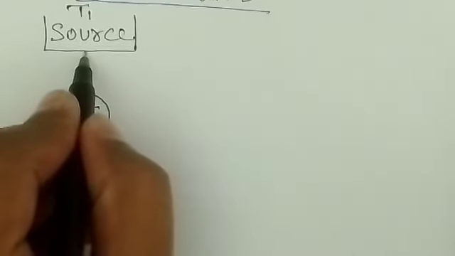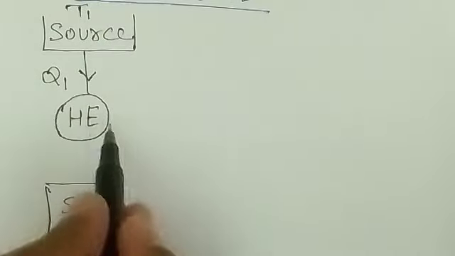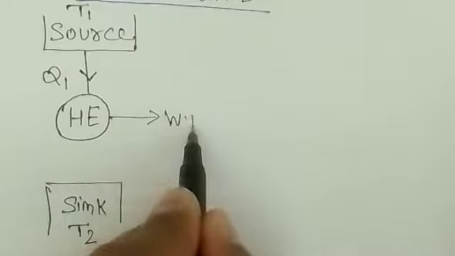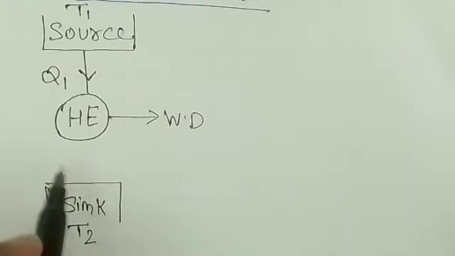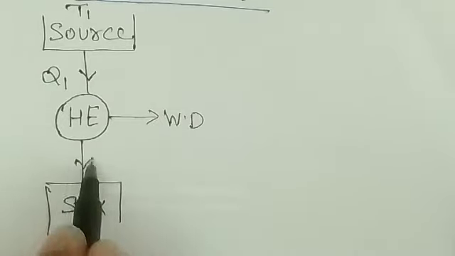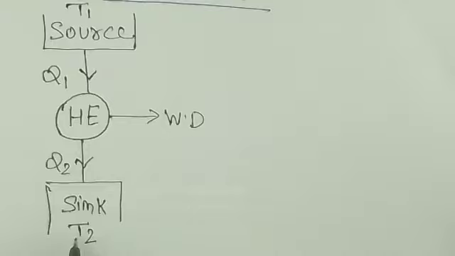So the source will give the heat Q1 at a high temperature T1, and this heat will be converted into work done, which we call WD. All the heat is not converted into work, right? So some amount of heat must be rejected. Let's say that Q2 amount of heat is rejected at a temperature of T2, right? So this is the mechanism of a heat engine.